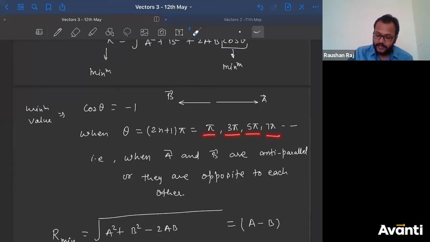What is the meaning of angle pi or 180 degrees? That means A is rightward, so B has to be leftward. That means the angle is 180 degrees. That is what I have written here. So theta is an odd multiple of pi when A and B are anti-parallel, that means opposite to each other.